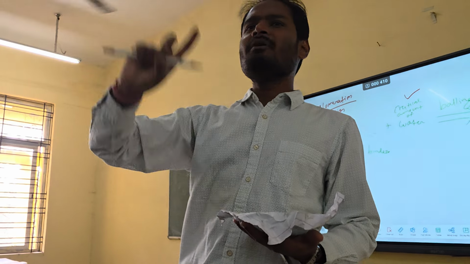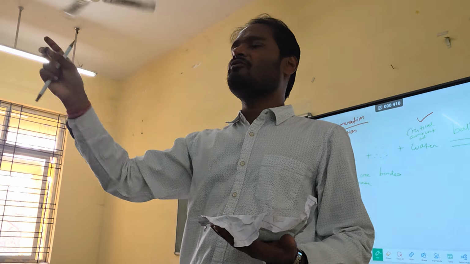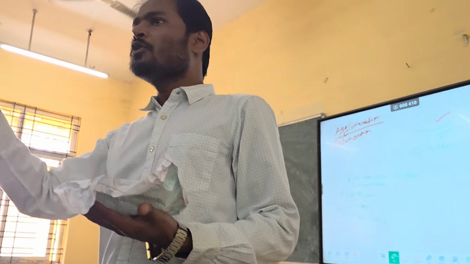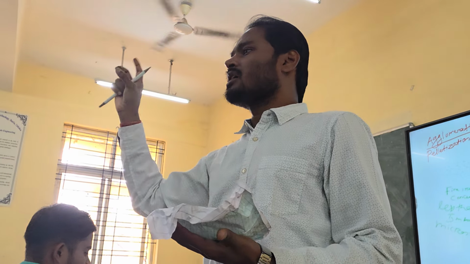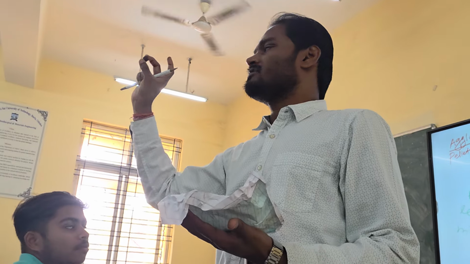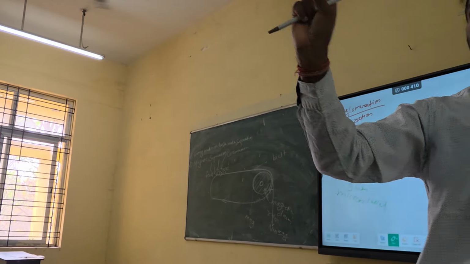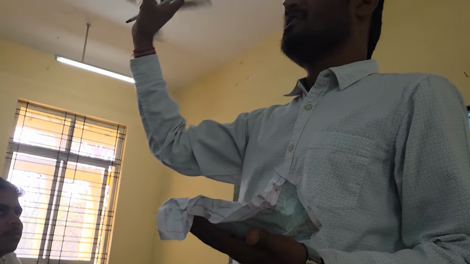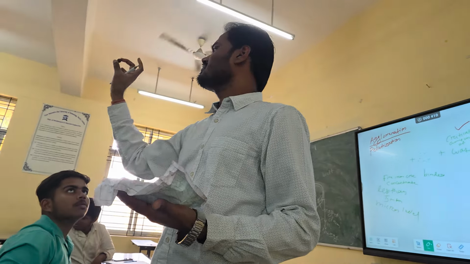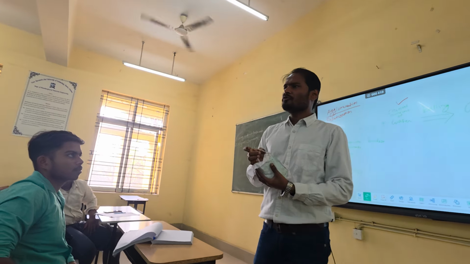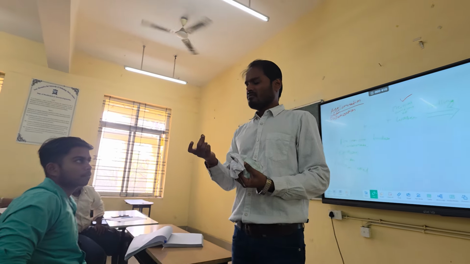Some industries don't care about their productivity, quality and all, so they don't make very spherical pellets. But if you look into good industries like Tata Steel and all, they make completely spherical pellets. These are not completely spherical, but still it is spherical. If you measure the dimension, it will be around 15 to 16 mm. This will not break. If you want to break it, it will not break. So let's try.